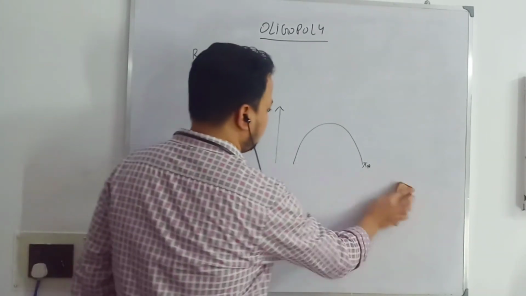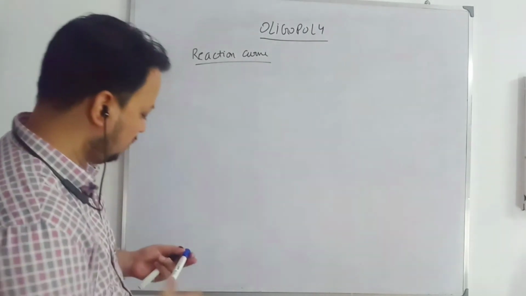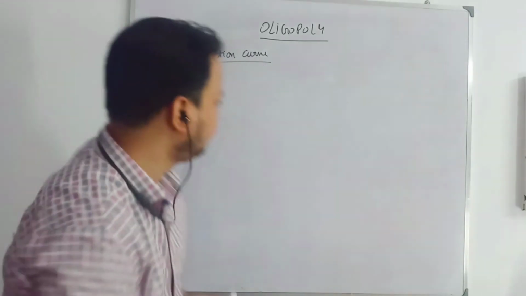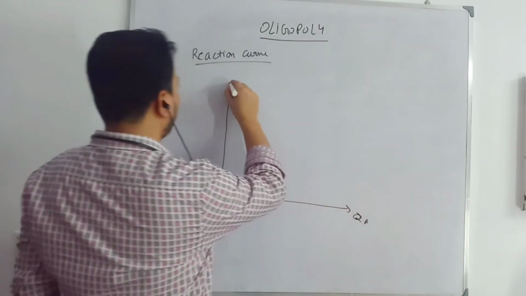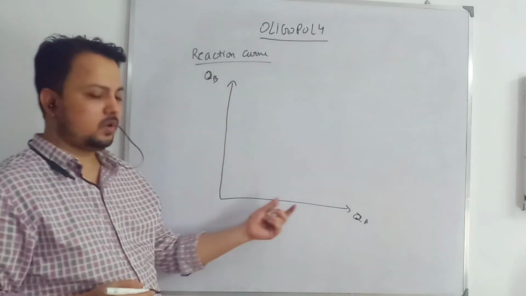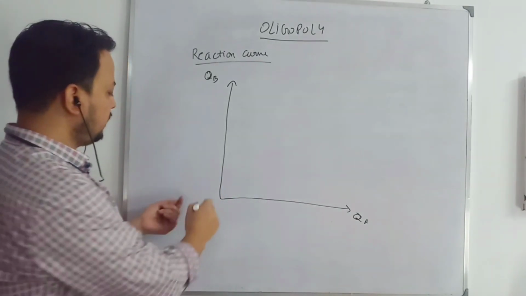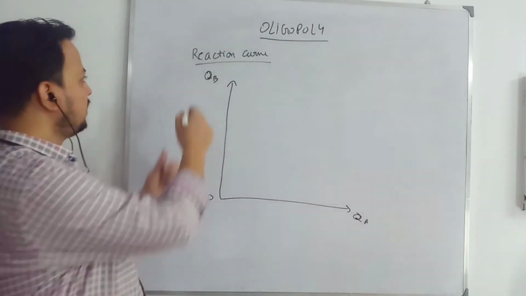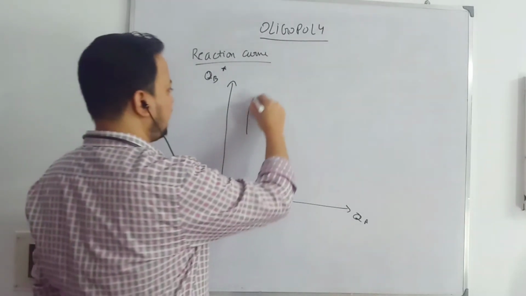Now I am going to draw a reaction curve. I will take the output of firm A here and the output of firm B here. First I am going to draw the reaction curve of firm A. Locate yourself at the worst position. The worst position for firm A is producing zero output while firm B is producing maximum output. So your isoprofit curve will have a shape like this.